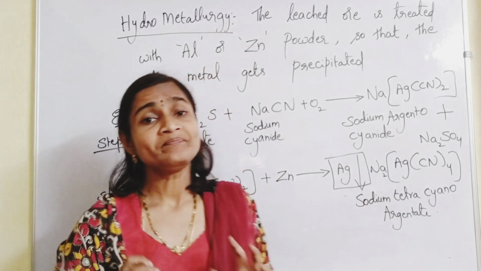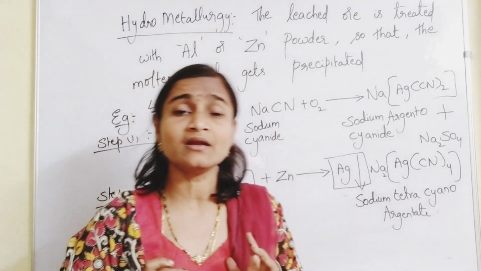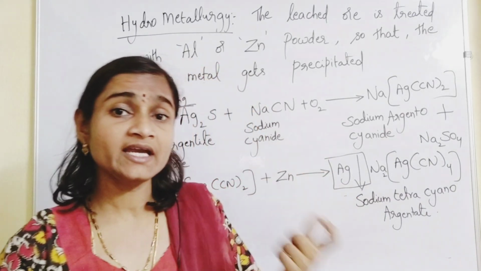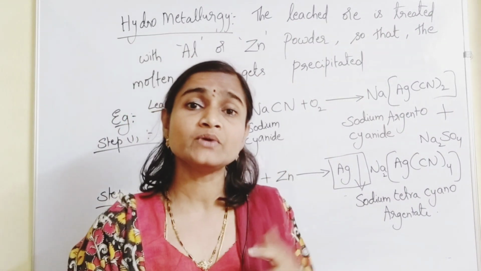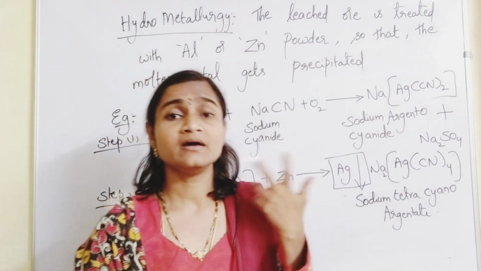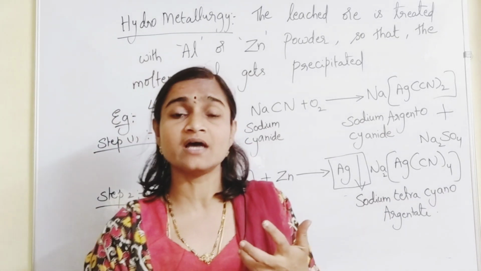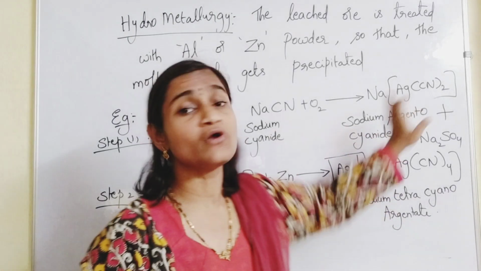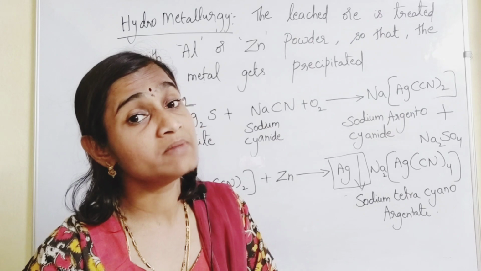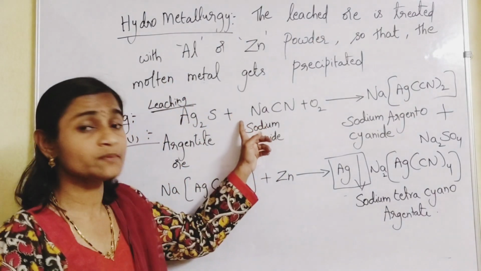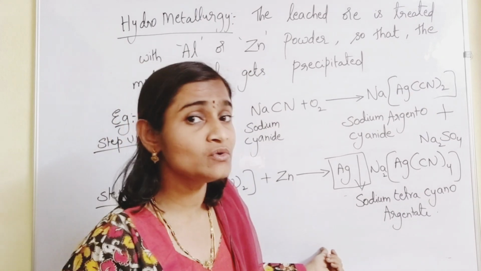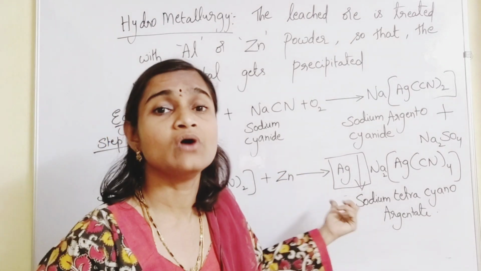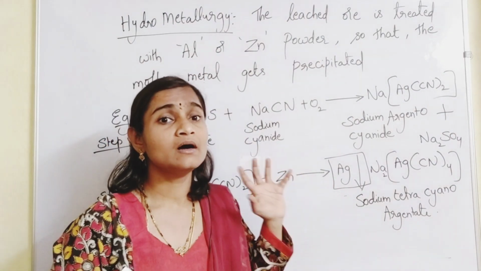So these are the methods. This is the best example for hydrometallurgy: extraction of silver from argentite ore. Any metal, you can take even gold also, or platinum. Such least reactive metals which are at the bottom of the reactivity series have to be extracted by complex formations only. Please remember that point. First step leaching we do, and in second step we do hydrometallurgy, precipitation of silver. So this is the method.